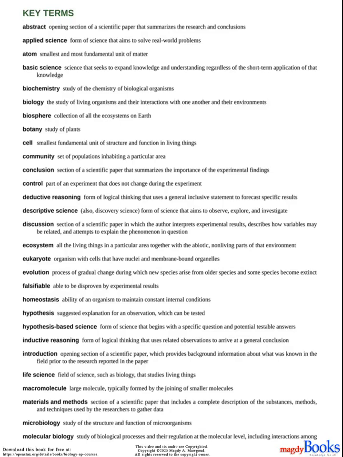25. Life science. Field of science, such as biology, that studies living things. 26. Macromolecule. Large molecule, typically formed by the joining of smaller molecules. 27. Materials and methods. Section of a scientific paper that includes a complete description of the substances, methods, and techniques used by the researchers to gather data.